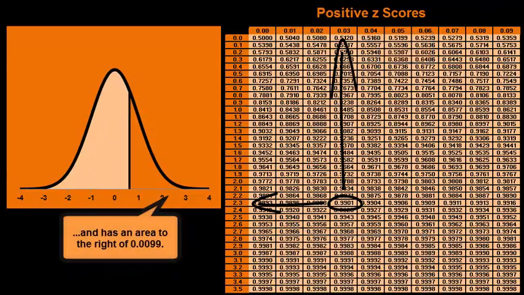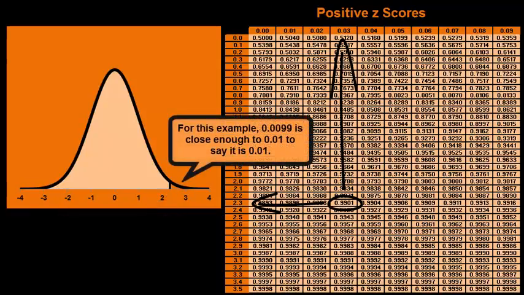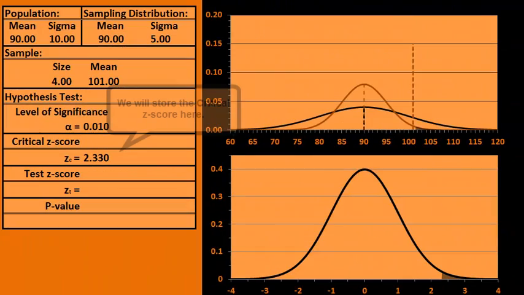2.33 and has an area to its right of 0.0099. For this example, 0.0099 is close enough to 0.01 to say that it is 0.01. We will store the critical z-score here.